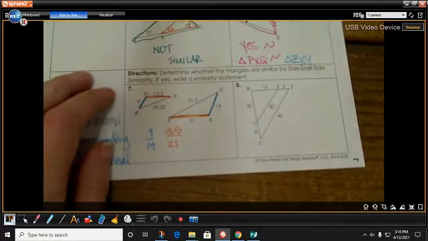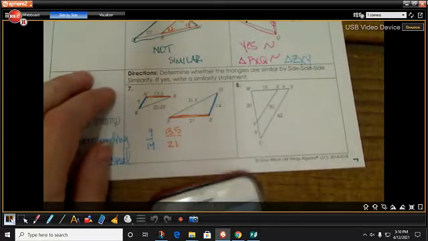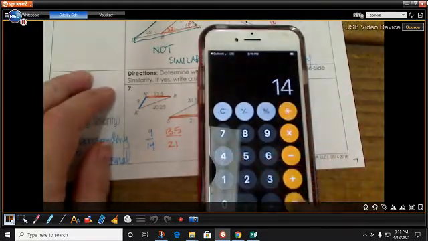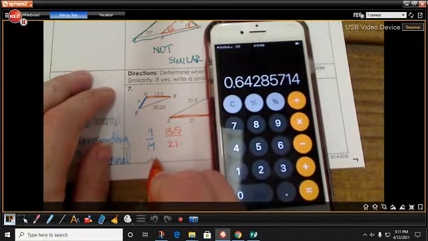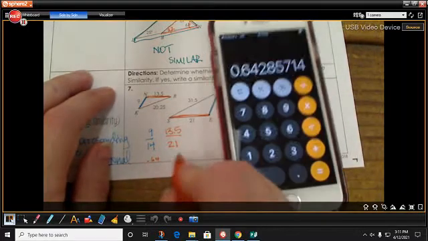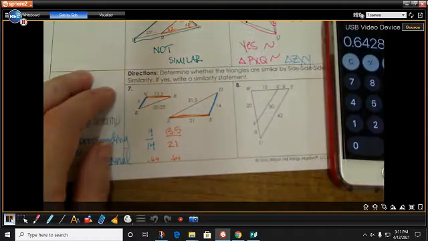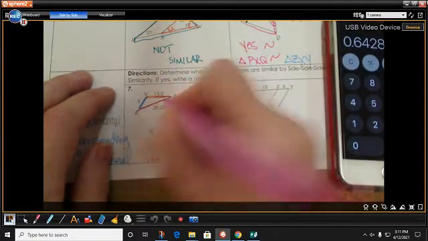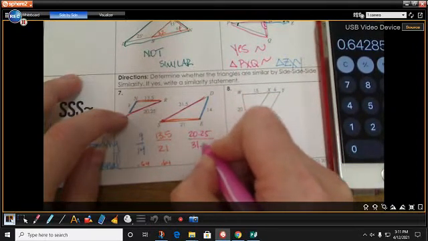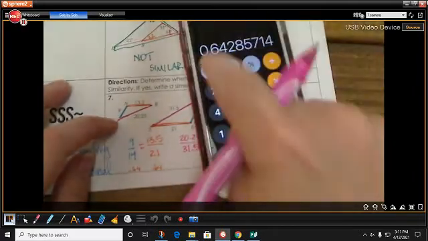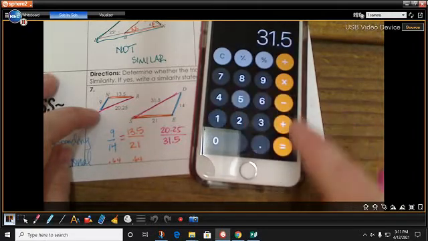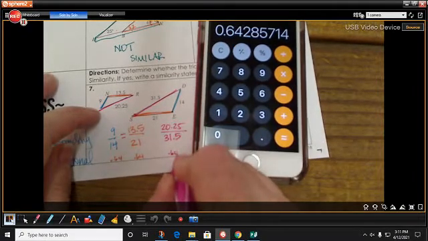And if I put that into my calculator, and yes, I am using my phone because why not? So if I have 9 divided by 14, this ratio is 0.64. When I do the 13.5 to 21, that's also 0.64. Then if I take this last set of sides and put the 20.25 together with 31.5, let's check that. So 20.25 over 31.5, that also comes out to be 0.64.